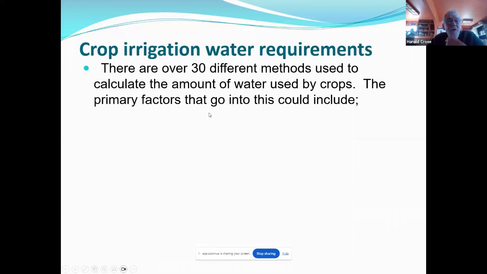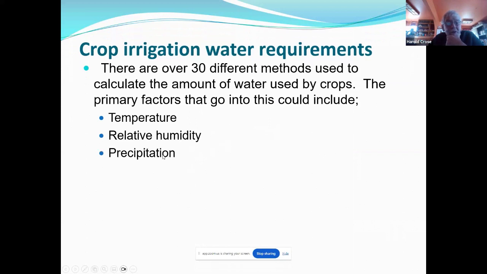Crop irrigation water requirements. There's over 30 different methods used to calculate the amount of water used by crops. The primary factors that go into these will include temperature, relative humidity, precipitation for sure, solar radiation, and I'll talk a little bit about solar radiation here for just a second.